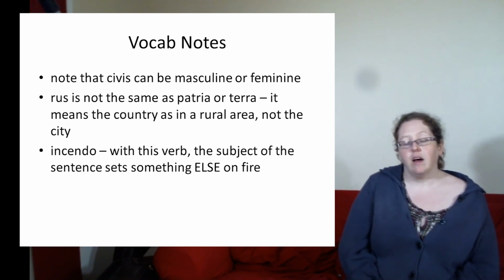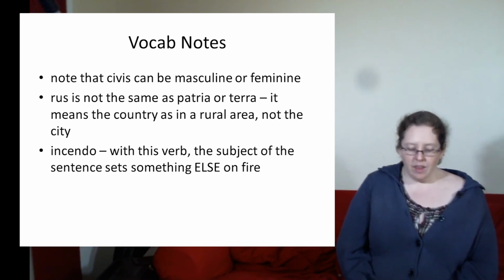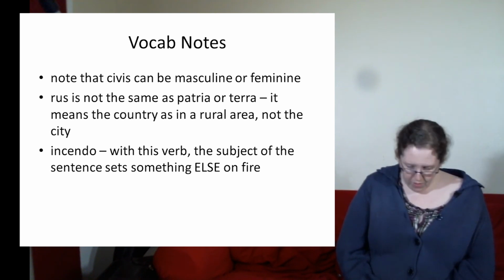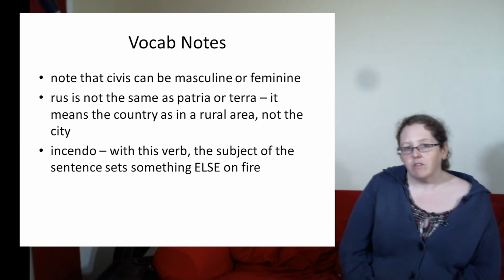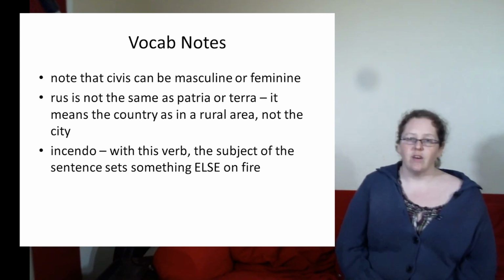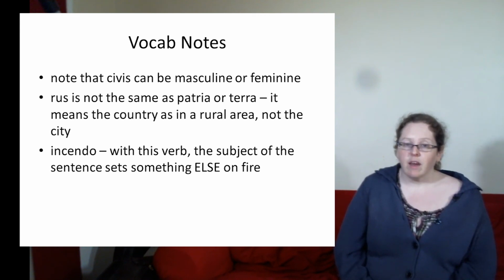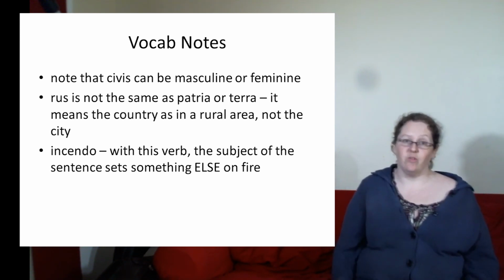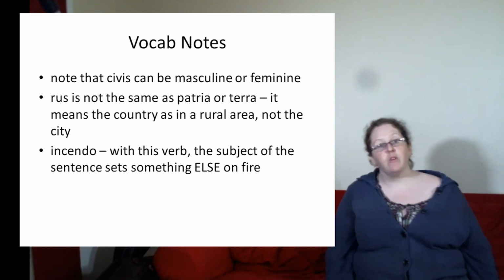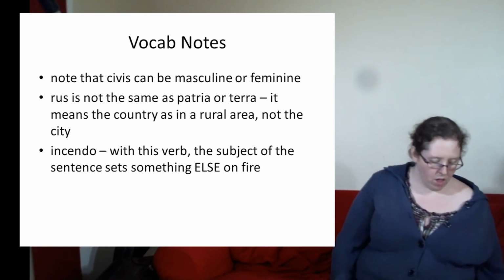And finally, incendo. With this verb, incendo, which can mean I burn or I set on fire, it means that the subject of the verb is setting something else on fire. So if you want to say I burn the house or I set the house on fire, incendo casam. But if you want to say the house is burning, you can't use this verb. You have to use a different verb, which you will learn in chapter 16.